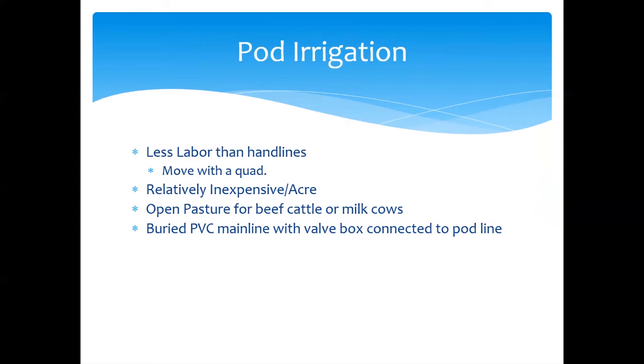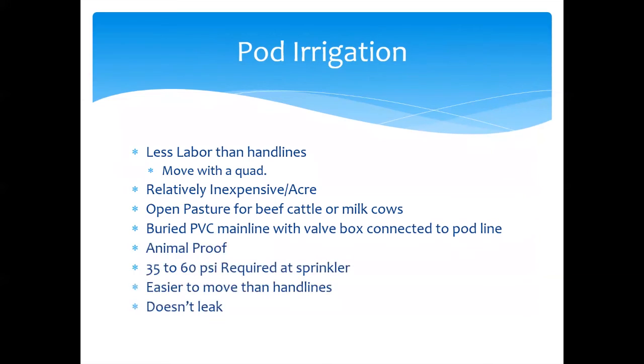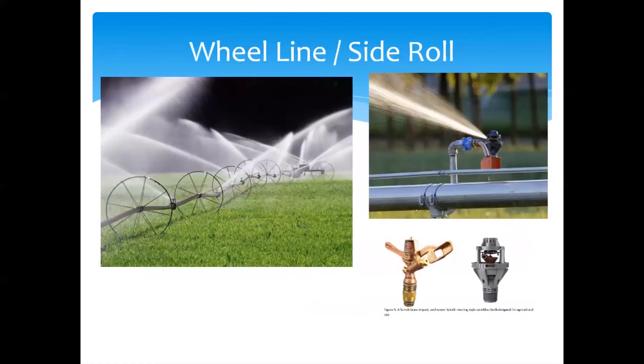Open pasture, you've got a buried PVC to each one of the risers. Next slide. Generally animal proof. Doesn't leak. Or some wheel line. This is a wheel line. It's basically aluminum hand line on wheels with a mover. Right, next one. Does that move itself?